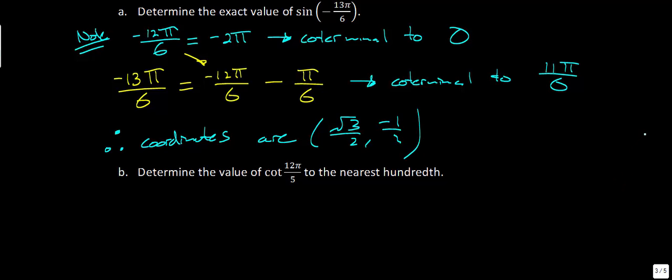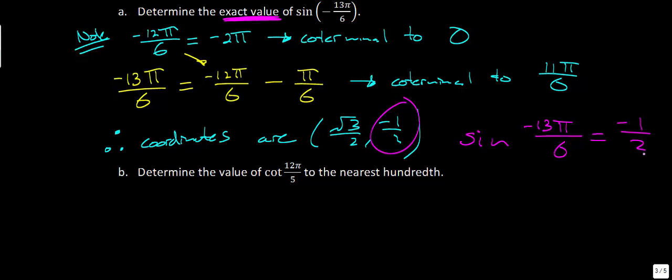Okay. And so finally, to answer this question, I'll do the answer in pink right here. It says determine the exact value of sine of negative 13 pi over 6. And if you remember, the sine is equal to the y coordinate. And so we would just say that sine of negative 13 pi over 6 is equal to the y coordinate right here, which is negative 1 over 2. Okay, and again, that's an exact value. We haven't used our calculator to do this. This would be a question where I'd want you to show your work.